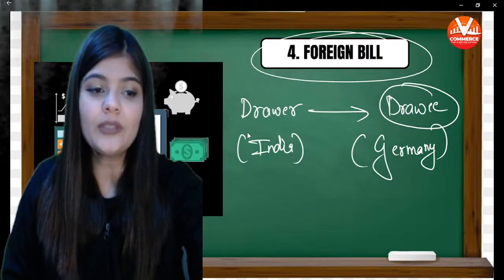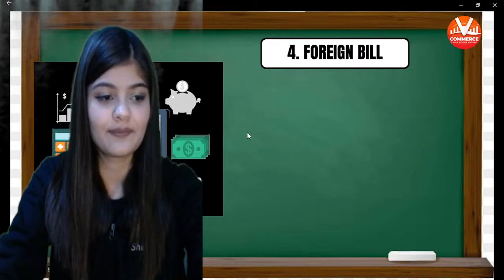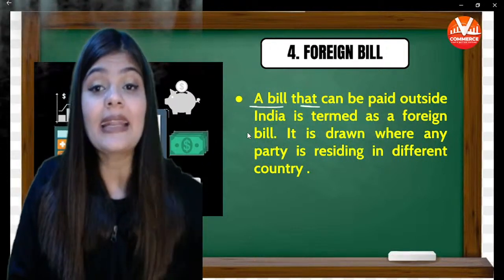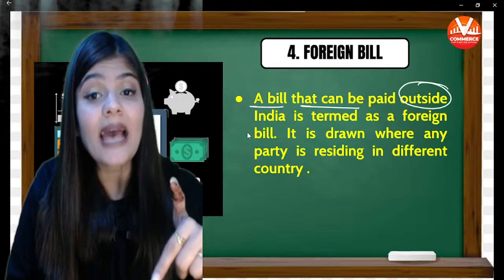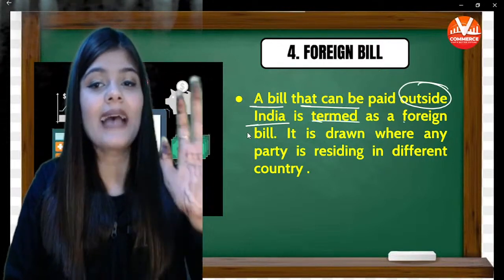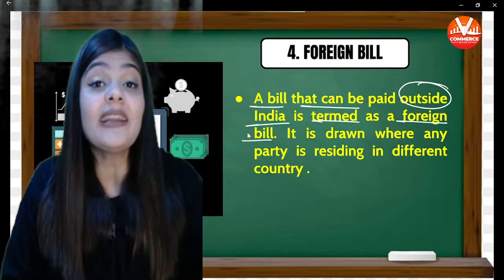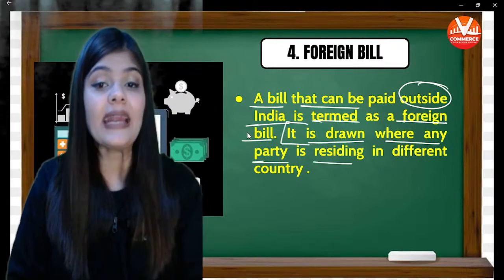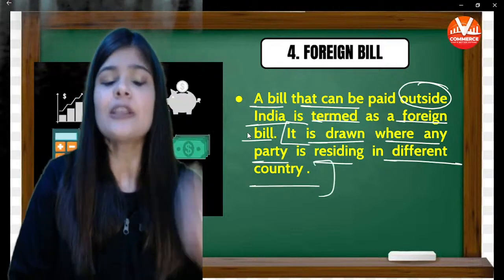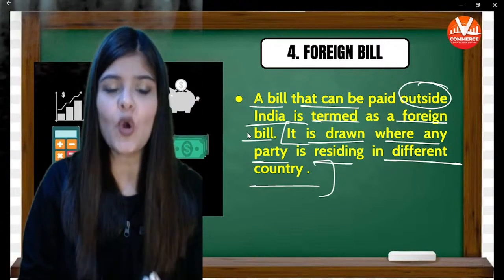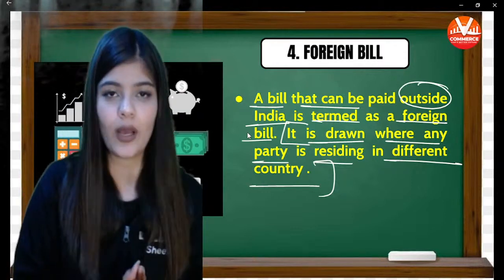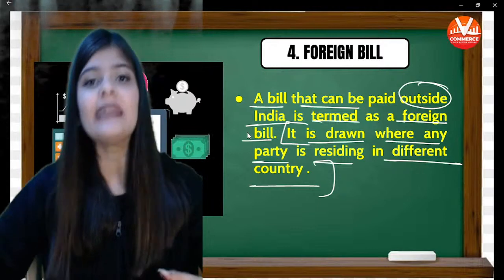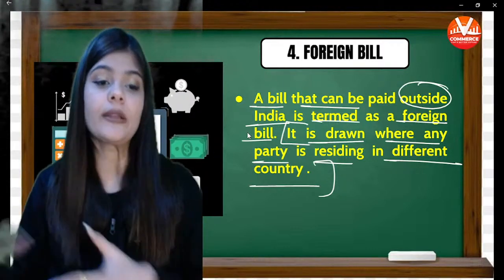Let me show you the meaning. A bill that can be paid outside India is termed as foreign bill. And when it is drawn where any party is residing in a different country. जब कोई भी पार्टी एक दूसरी कंट्री से हो तो कौन सा बिल होगा? फॉरेन बिल होगा. So drawee was from Germany, from outside India. So that was a foreign bill.